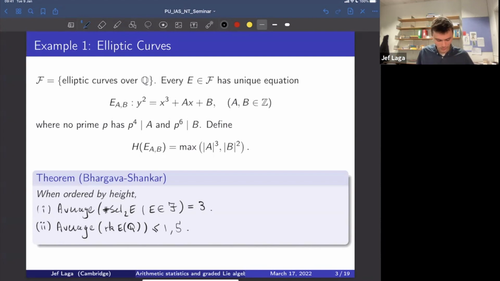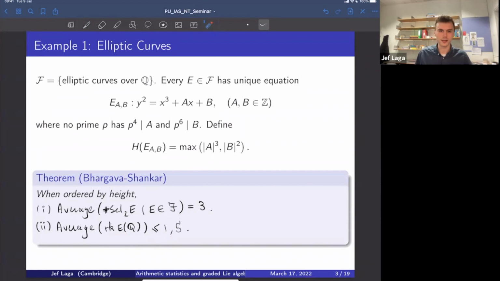Okay, and so I just want to mention this because this started off the field, in the sense that I'm working on it. And of course, later, Bhargava and Shankar obtained similar results for the 3, 4, and 5 Selmer groups. And consequently, this bound got much better, but I won't mention that further.